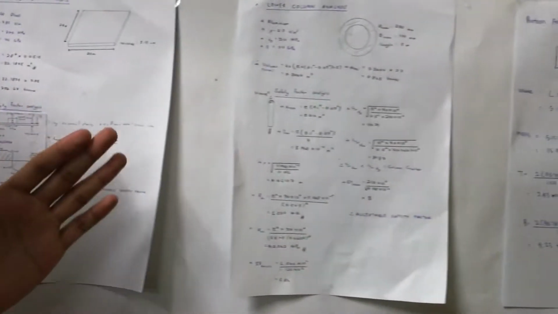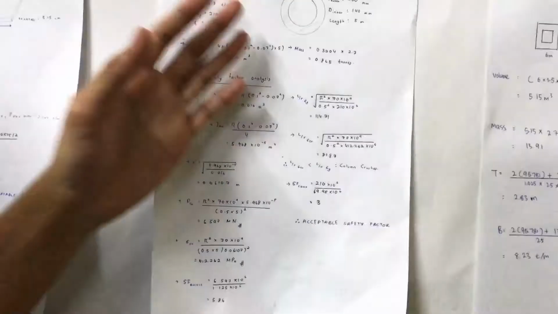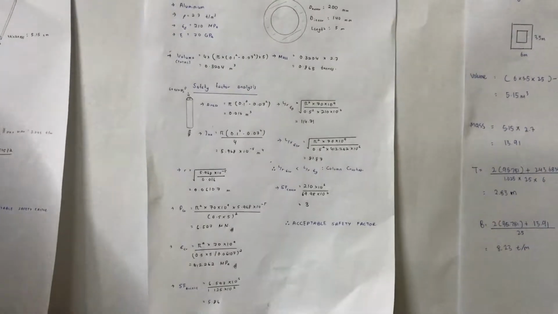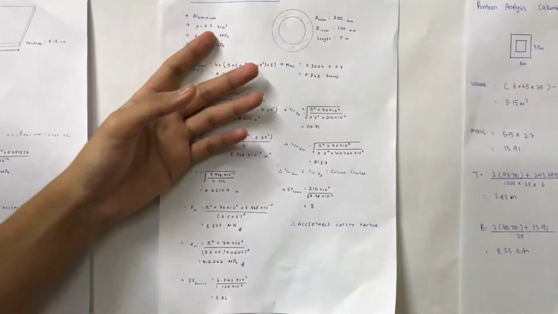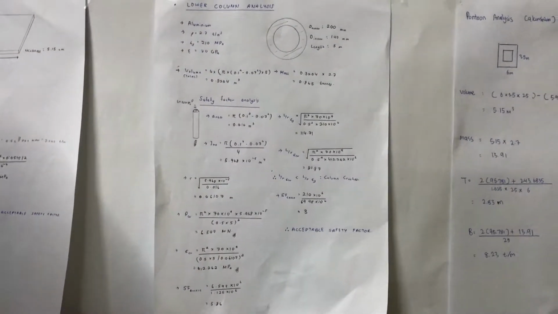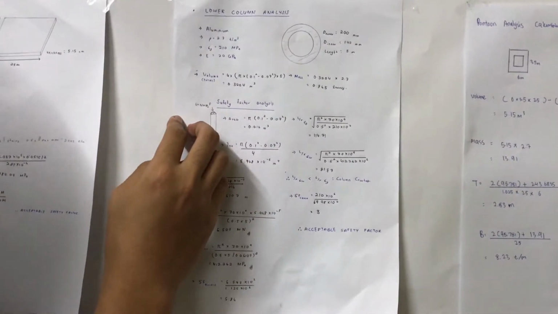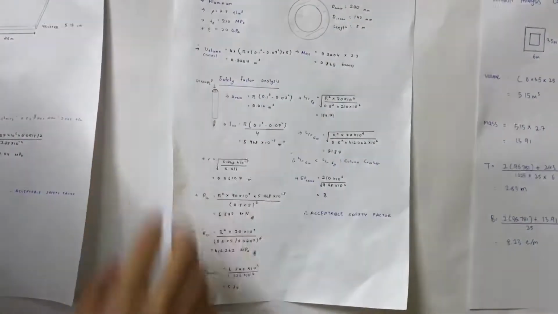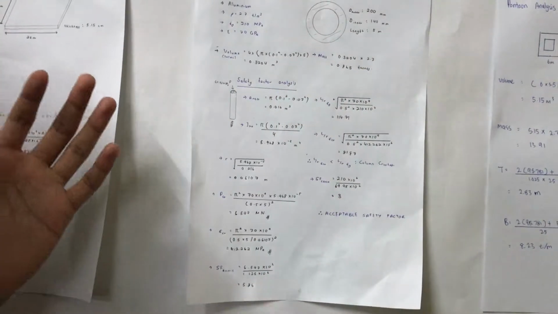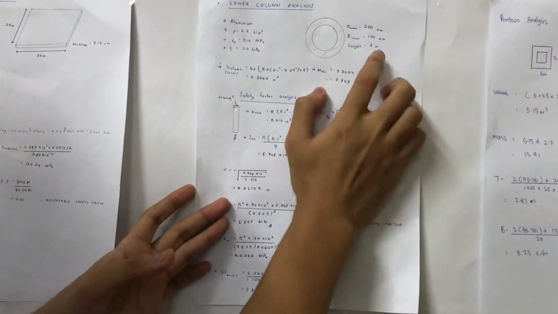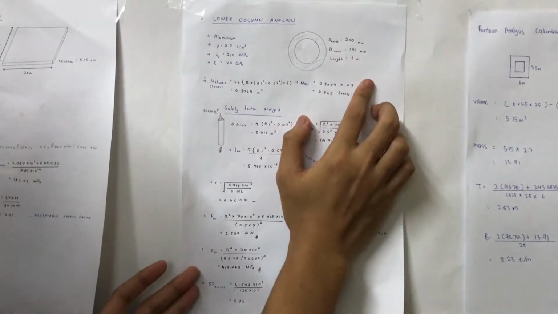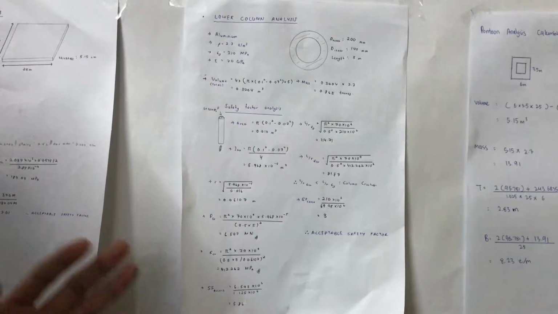Now we will go to the lower column analysis. For the lower column analysis, the column is made of aluminium. The density is 2.7 ton per meter cube. The yield stress is 210 megapascal, and the modulus of elasticity is 70 gigapascal. As we can see, the dimension is a hollow circular, that is, the outer diameter is 200 millimeter, the inner diameter is 140 millimeter, and the length of the column is 5 meter.